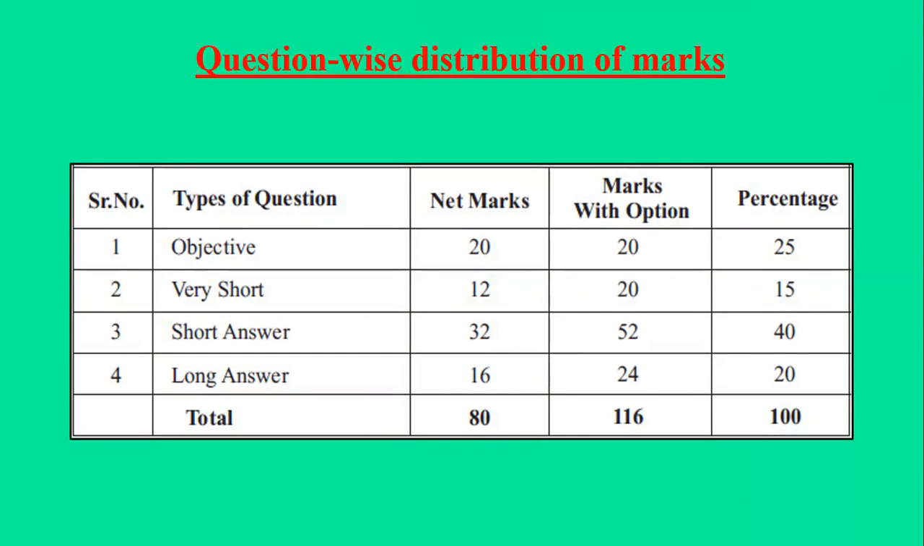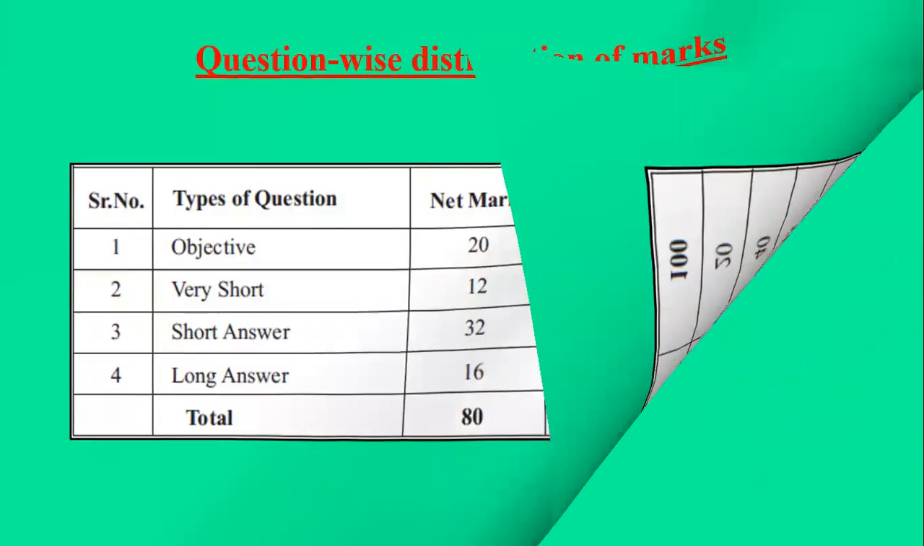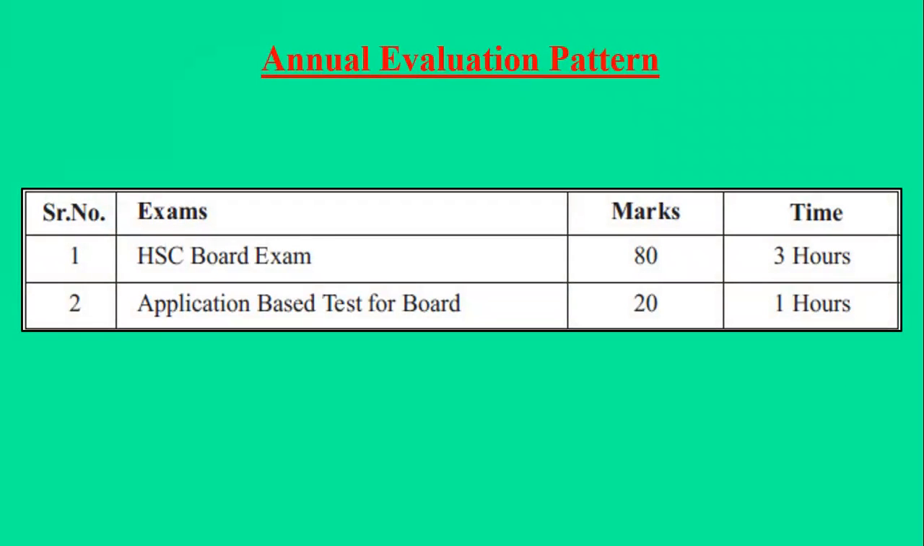Short answer type question, net marks 32, marks with option 52, percentage 40. And long answer type question, net marks 16, marks with option 24, percentage 20. So total net marks 80, marks with option 116 and percentage 100. Now moving on, let us now see annual evaluation pattern. There are 80 marks for written paper, which will be conducted by board, and 20 marks for internal exam, means application based test for board, which will be conducted by our college.